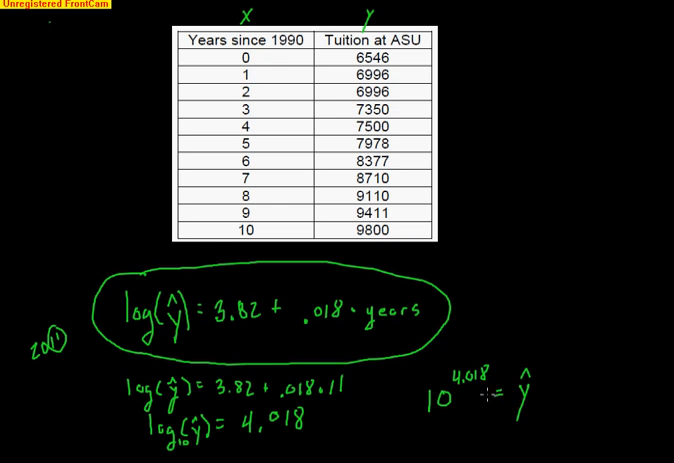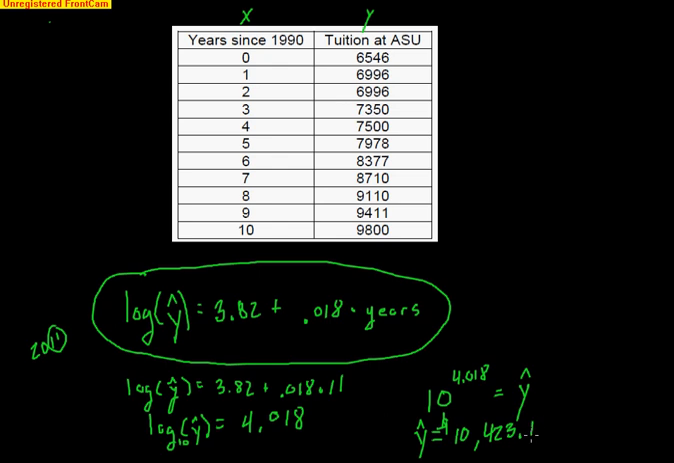Remember, logs equal the exponents, and there's your base. So base 10, exponent is the 4.018. So now I'm going to go to my calculator. 10 raised to the 4.018 gives me a tuition of, my predicted value would be $10,423.17. And that seems to fit the data.